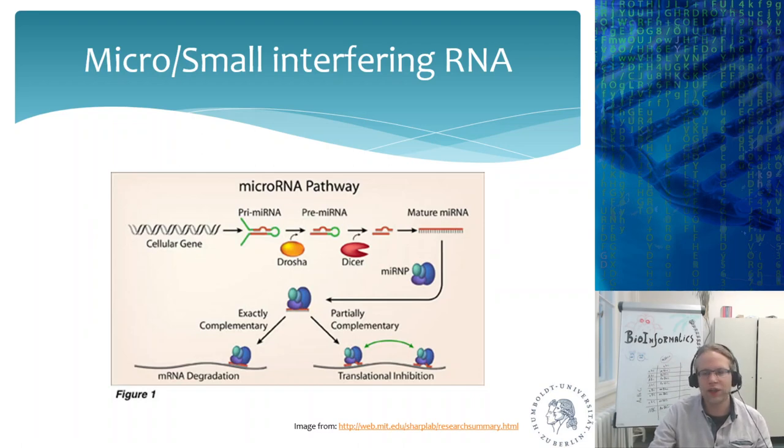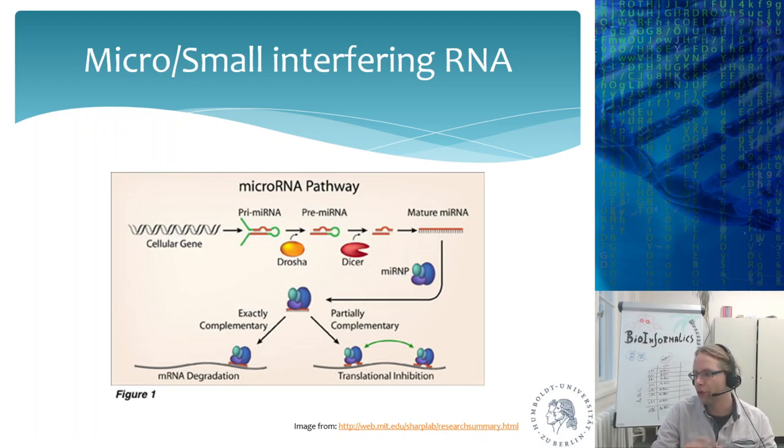So how does this look? You have a gene which is then transcribed. The transcribed thing is a pri-microRNA. Then you have the Drosha protein, which cuts off the ends, so you get this hairpin structure. Then you have Dicer, which cuts the end of the thing off, and then you have a mature microRNA, which is either exactly complementary, binding to the mRNA and degrading it, or partially complementary, which means that it does translational inhibition. That means that when a messenger RNA is translated, it is inhibited, so the ribosome cannot translate the protein correctly. So again, another form of control to make sure that proteins are only made when they are really needed.